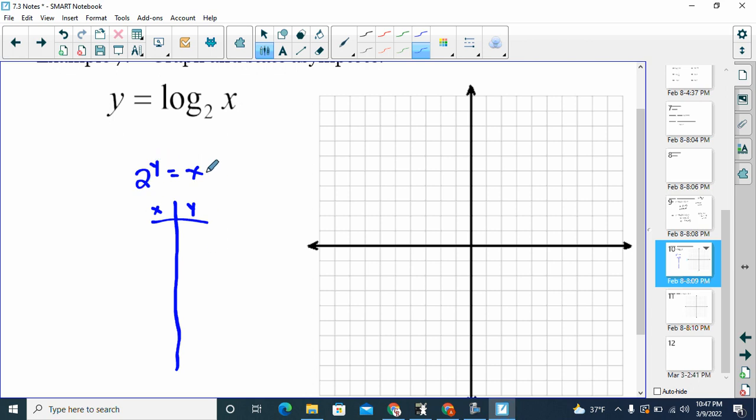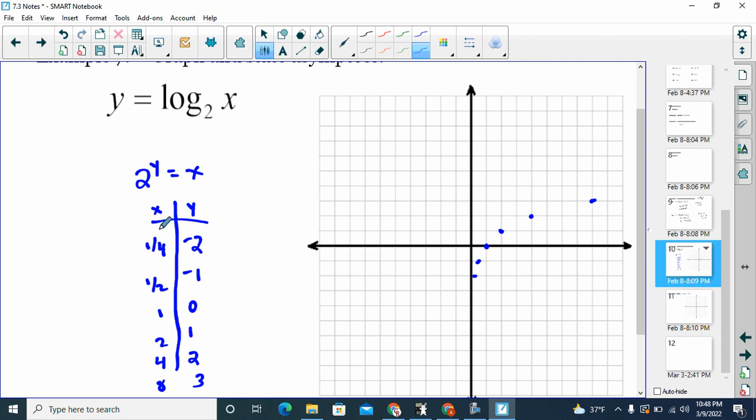So I'm going to make an XY chart. Because it's 2 to the y equals x, I'm going to plug in things for y. I'm going to plug in -2, -1, 0, 1, 2 for y. Get your x values. And now we have points we can plot. 1/4, -2; 1/2, -1; 1, 0; 2, 1; and 4, 2. Another point, even though I didn't write it on here, 8, 3 would also be a point. It's okay if you don't include it, but I'm going to draw just a little better graph here.